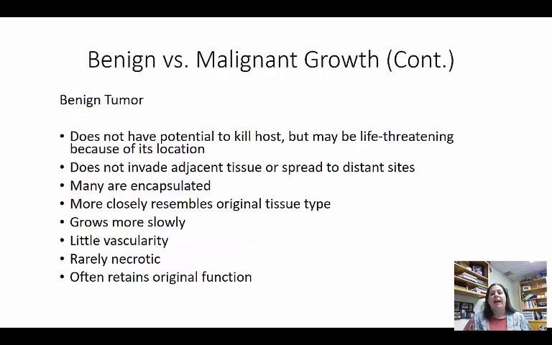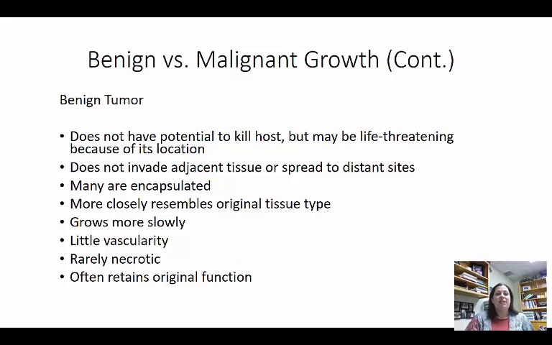When you look at a benign tumor, it is different. It does not have potential to kill the host, but it could be life-threatening depending on its location. So if a benign tumor is in the brain and it starts to grow and put pressure on other parts of the brain, it could potentially be life-threatening, but the actual tumor is not spreading in order to cause the destruction. It's just putting pressure on the good tissue.